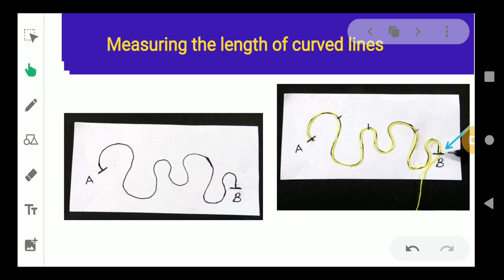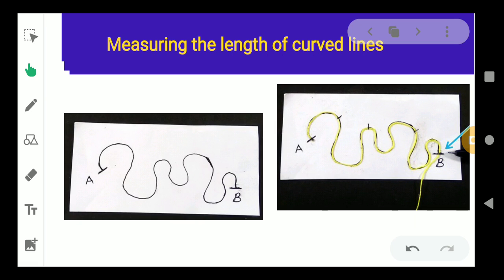Next, we are going to measure the length of a curved line. Till now, we learned about measuring the length of a straight line. If a curved line is given, how will you measure it? See, here you can see a curved line, and the starting point is A and the ending point is B. If you are given such a line, how will you measure it?